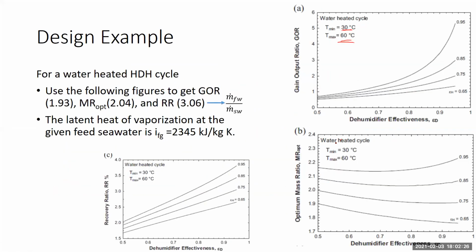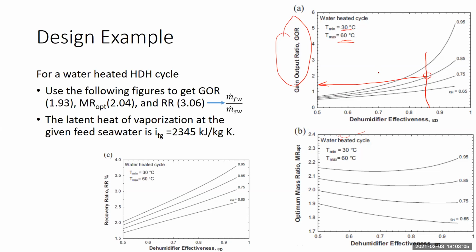So 0.85, it is somewhere here. And we construct a vertical line that goes up here. Assume it's a vertical one. And the intersection between this vertical line and the line of 0.85 humidifier effectiveness, for 0.85 dehumidifier effectiveness, is going to get us what is the expected GOR out of the system. So this is the first figure.